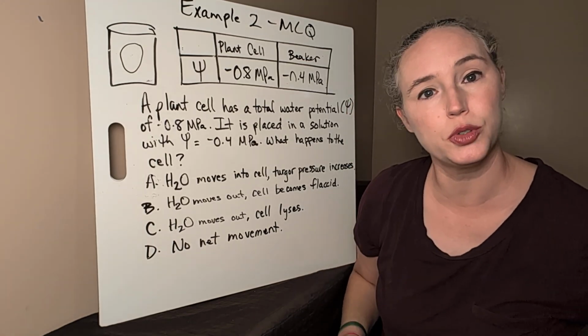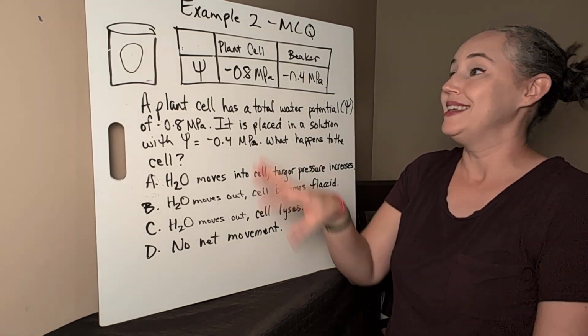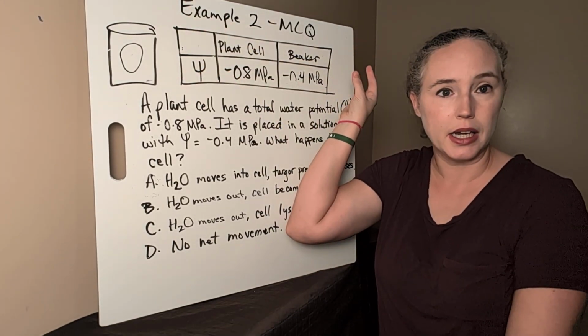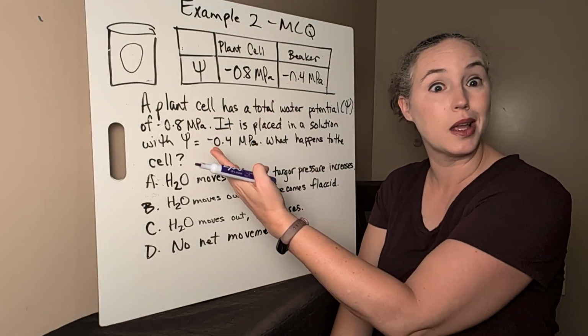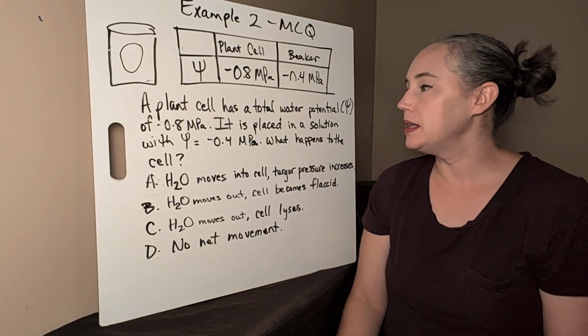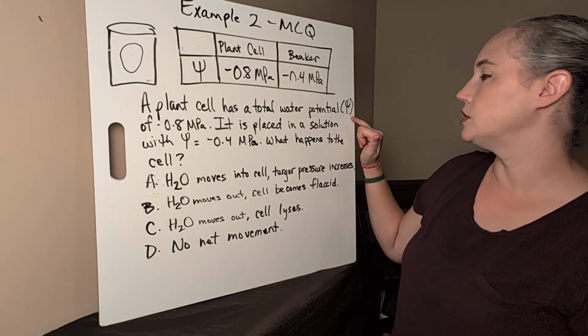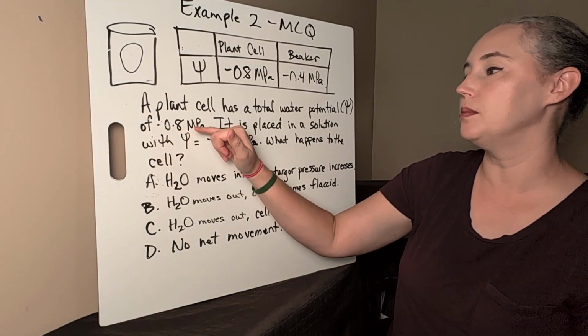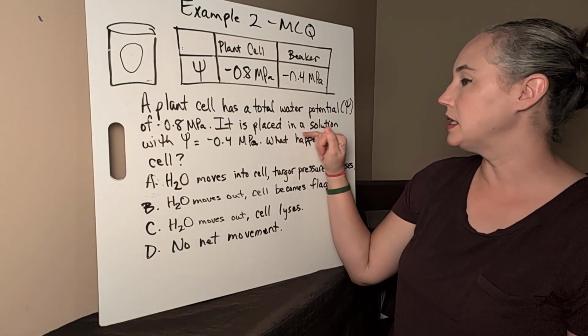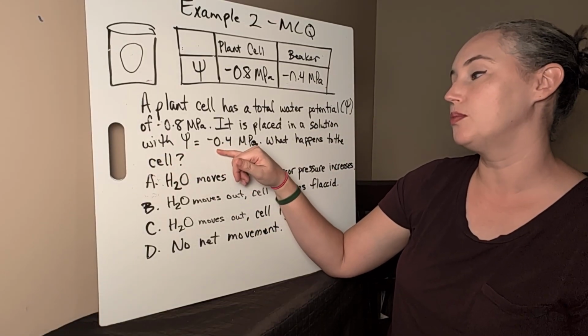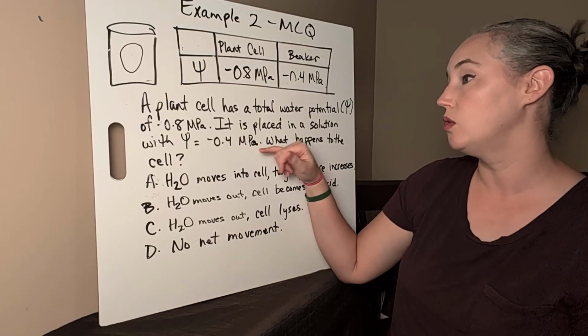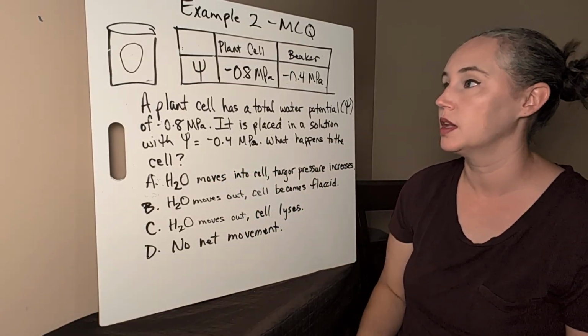Next question, multiple choice. This one gives us a data table, and then it says what's in the data table in writing. A plant cell has a total water potential psi of negative 0.8 megapascals. It is placed in a solution with water potential of negative 0.4 megapascals. What happens to the cell?